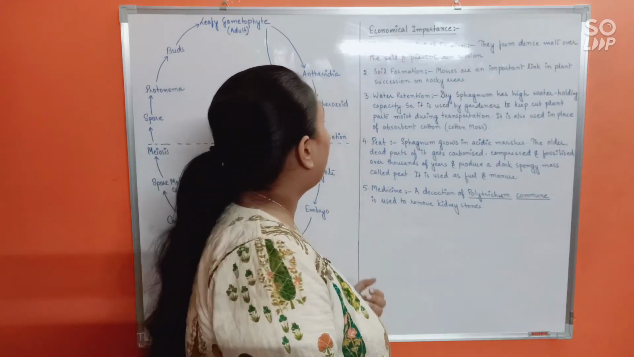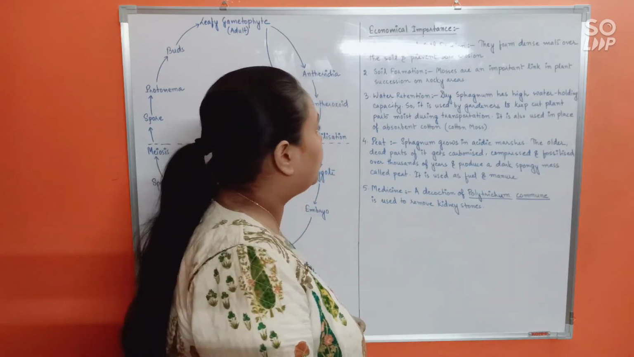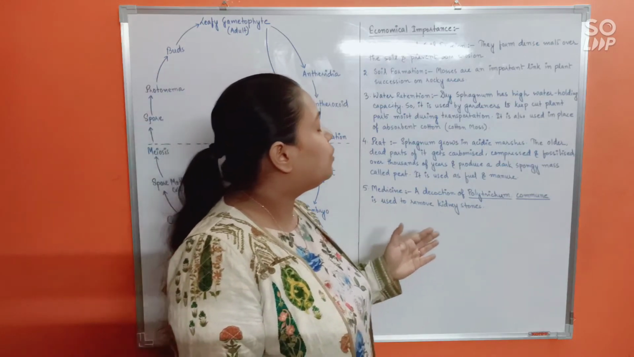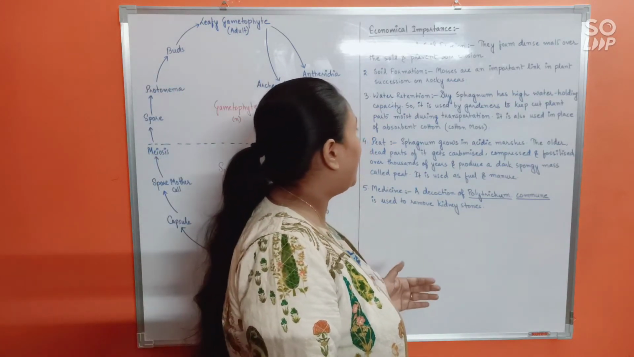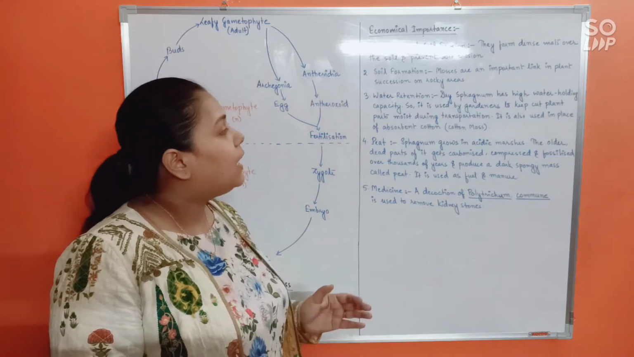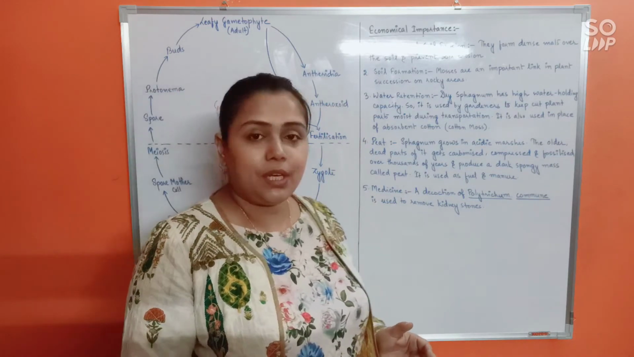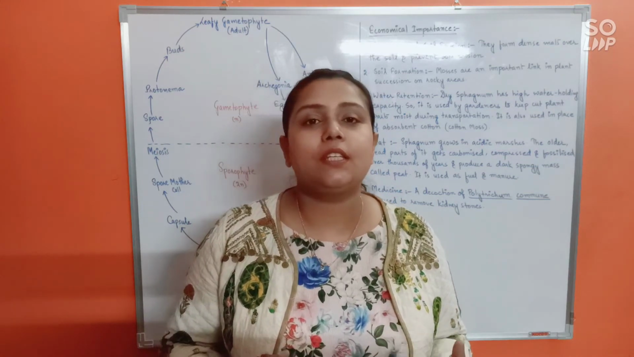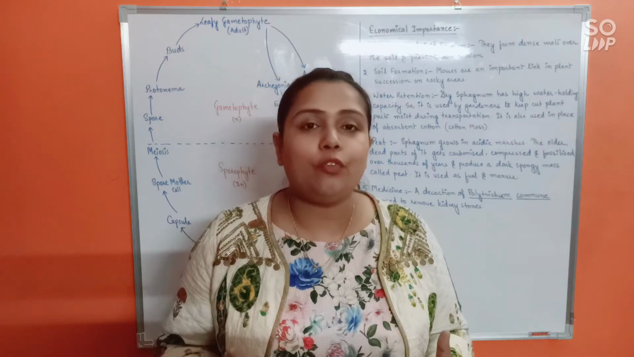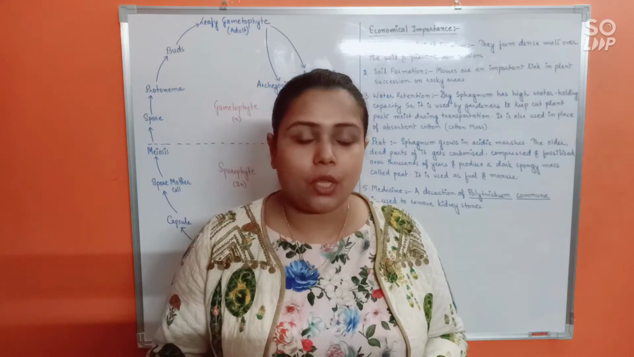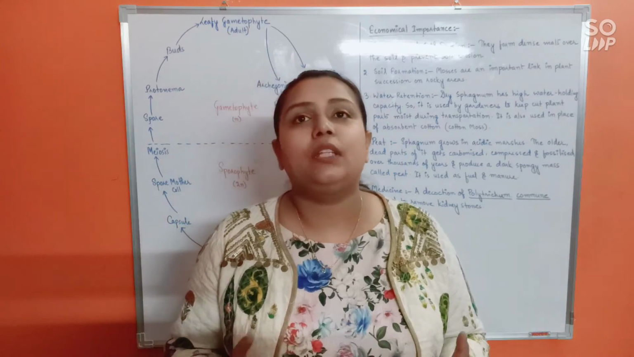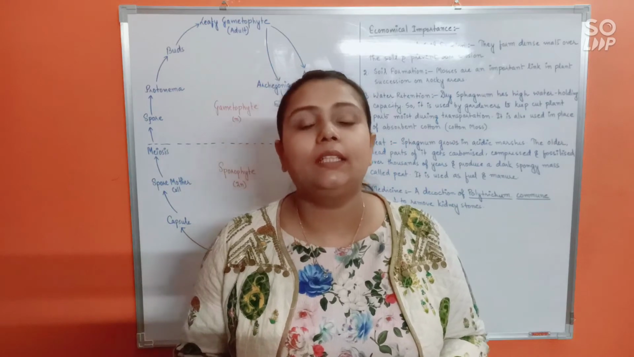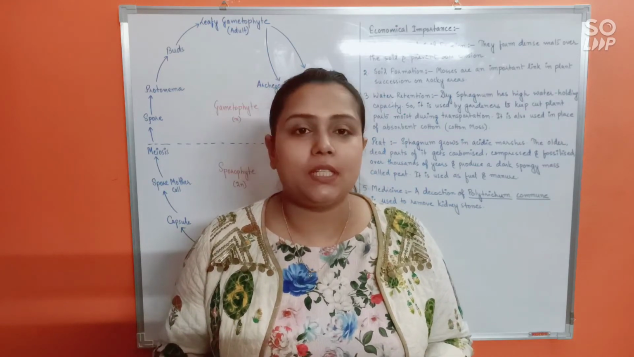Okay. Next, water retention. Now that's very important. Dry sphagnum has very high water holding capacity, so it is used by gardeners to keep cut plant parts moist during transportation. It is also used in place of absorbent cotton, hence called cotton moss. See, it has been found that sphagnum can hold 16 to 26 times more water in comparison to its dry weight. So that's why sphagnum, because it can hold water for such a long time, and not only that, it has some antiseptic properties as well.